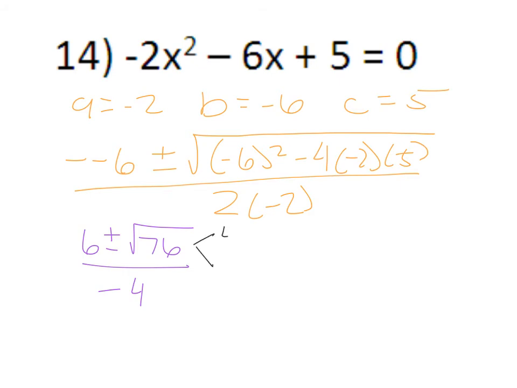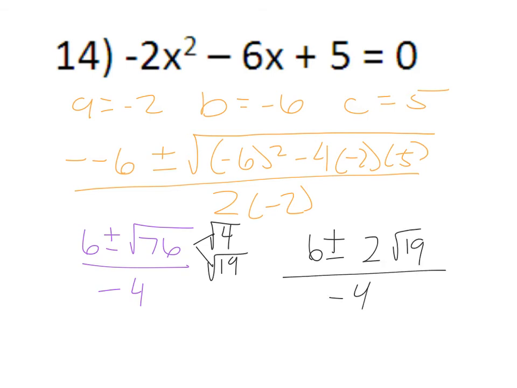In this case, it'd be 4 times 19. So I have to take the square root of 4 to have 6 plus or minus the square root of 4, which is 2. Take the square root of 19. You can't do that. And then divide by negative 4.